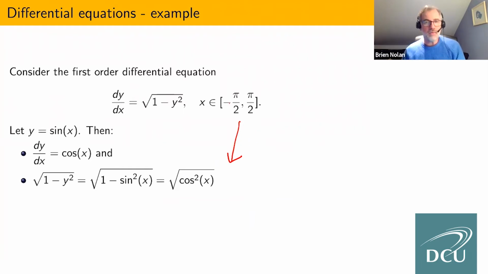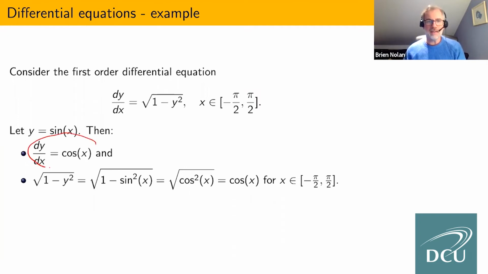But in this range, as the angle x ranges from minus pi over 2 to plus pi over 2 in radians, of course, always in radians when we're doing calculus, then the square root of cos squared x is the positive number cos of x. So what do I notice here? I notice that dy dx is equal to cos of x, and the square root of 1 minus y squared is also equal to cos of x.